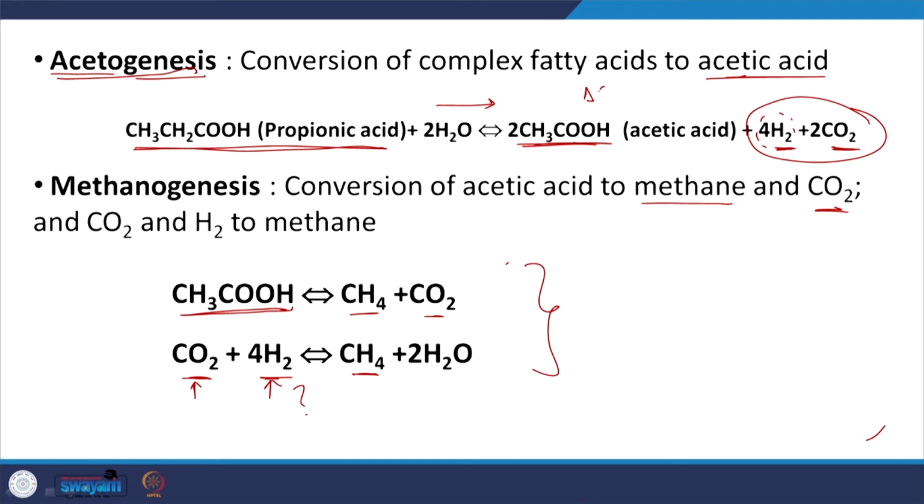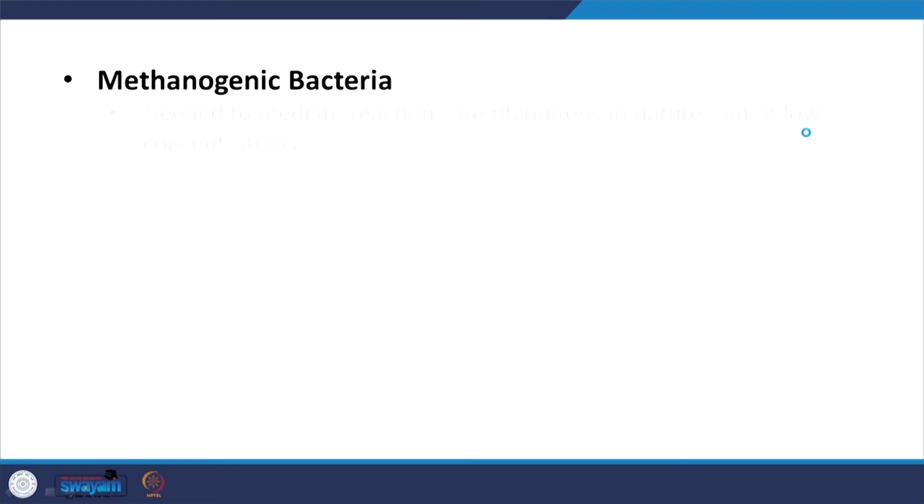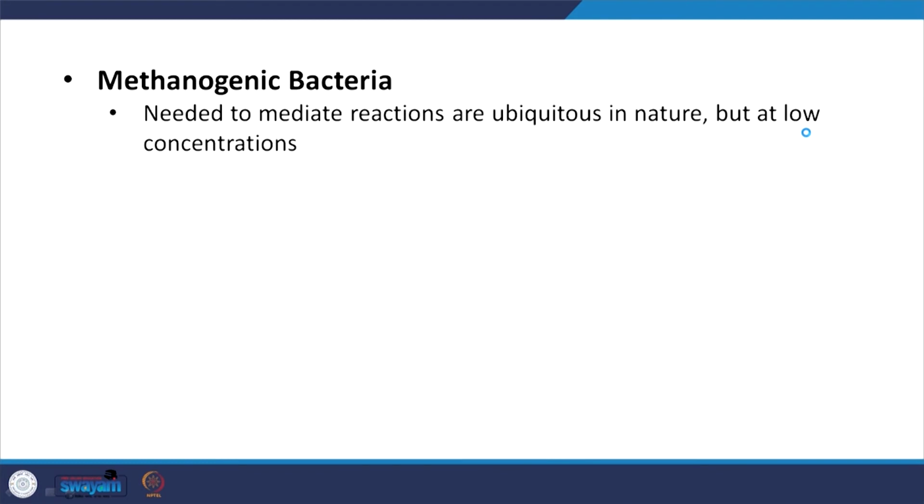As I mentioned, delta G should be negative, and if too much hydrogen or one of the products accumulates, that might not be the case, right. So, let us move on. Methanogenic bacteria, as I mentioned, are the prima donnas, and why do we need them? These reactions, note, are ubiquitous in nature.